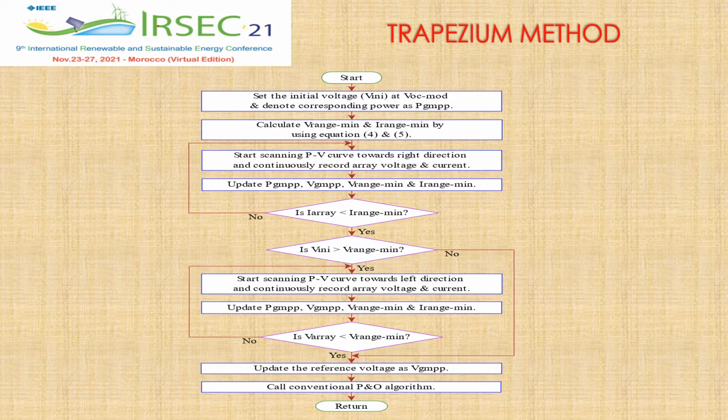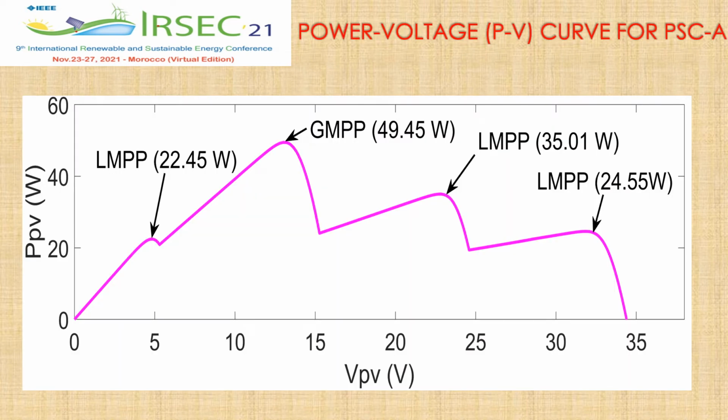This is the flowchart diagram of trapezium method. The working procedure of this method is similar to scanning method. The main exception is the end criteria of scanning at both left and right direction. This is the PV curve for partial shading pattern. We used 4 modules, so they have 4 peaks. Among the 4 peak, one is global maximum peak and other 3 are local maximum peak.